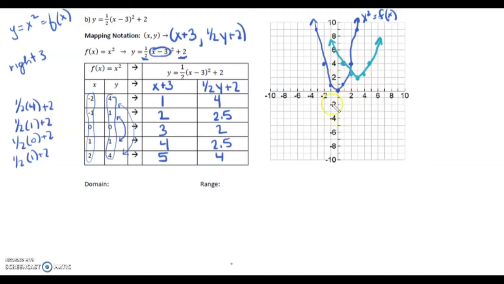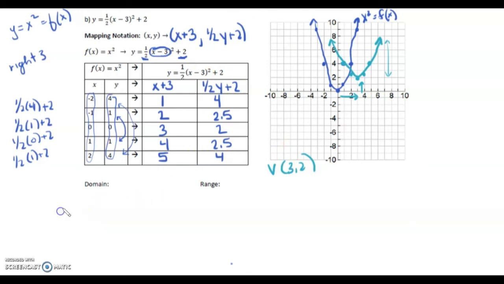Okay, and simply we see that this was compressed. So it's kind of like in the range that we graphed, this is vertically compressed, it's shorter. And then also the vertex moved to the right 3 and up 2. Right 3, up 2. And we can see that because it's vertex form. 3, 2.